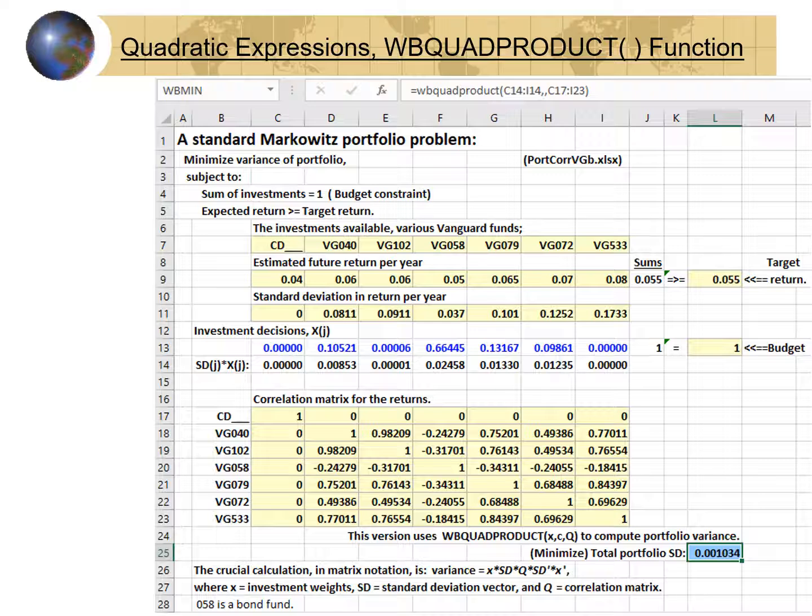You do it with just a single function in What'sBest called quad product. You simply say, here's the covariance matrix or the correlation matrix, and here's the vector I want you to pre-multiply and post-multiply it by to give me the variance of the portfolio. So it's very easy to set up a Markowitz-style portfolio model in Excel with What'sBest.